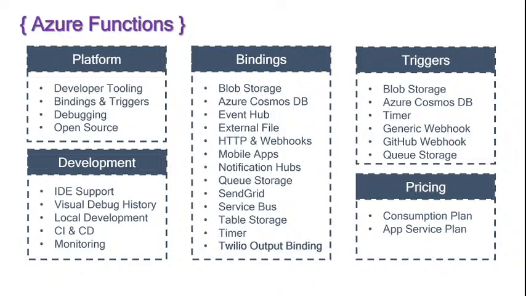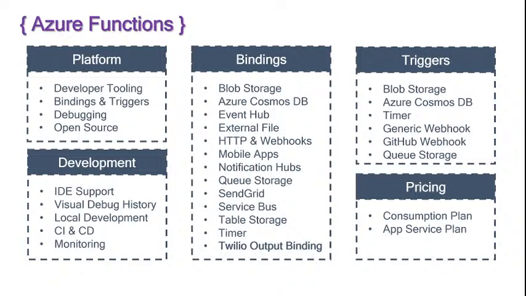Like I mentioned, in terms of the platform, we have developer tooling that allows you to build functions. So we're looking at developer tooling, the bindings, debugging, and running open source tools. All these platforms are there for you to build functions. In terms of development, you can use supported IDEs like Visual Studio and Visual Studio Code. So we're going to see these as well. Then you also have Visual Debug History, which allows you to debug them. You can develop functions locally as well. And then you can have continuous integration and continuous deployment or delivery using Azure Functions, and monitoring. In subsequent episodes on this channel, I'm going to show you how to do all these things.